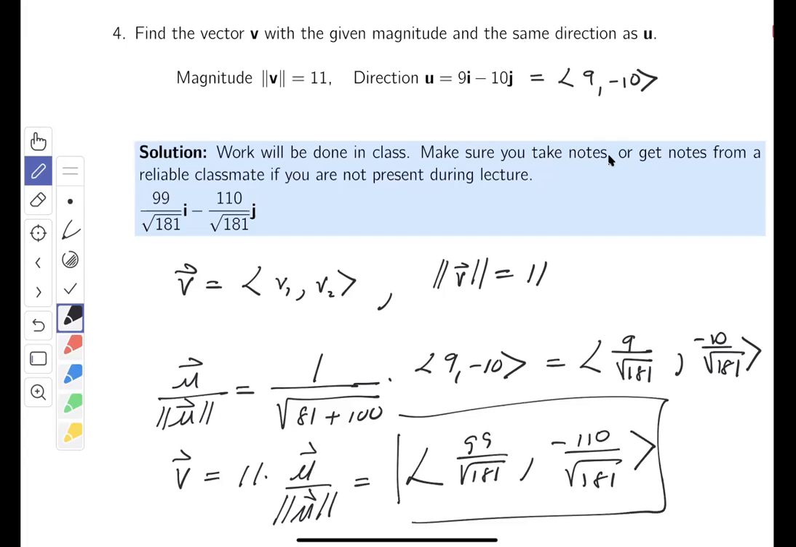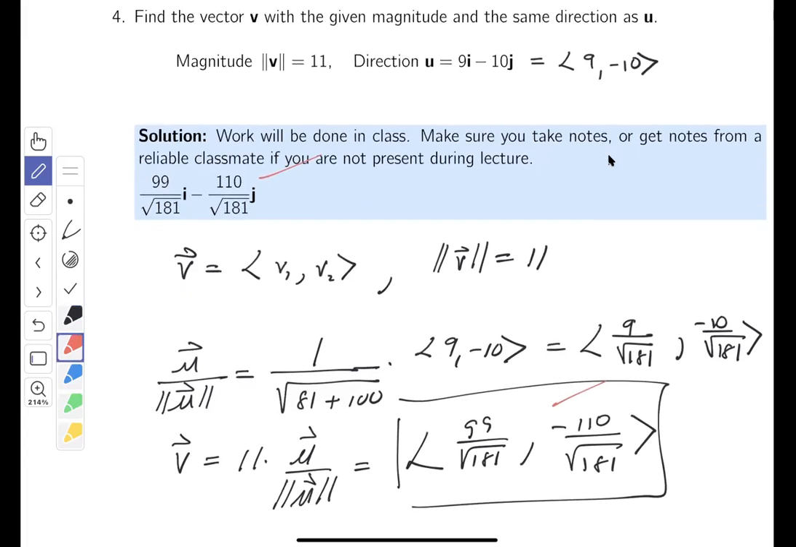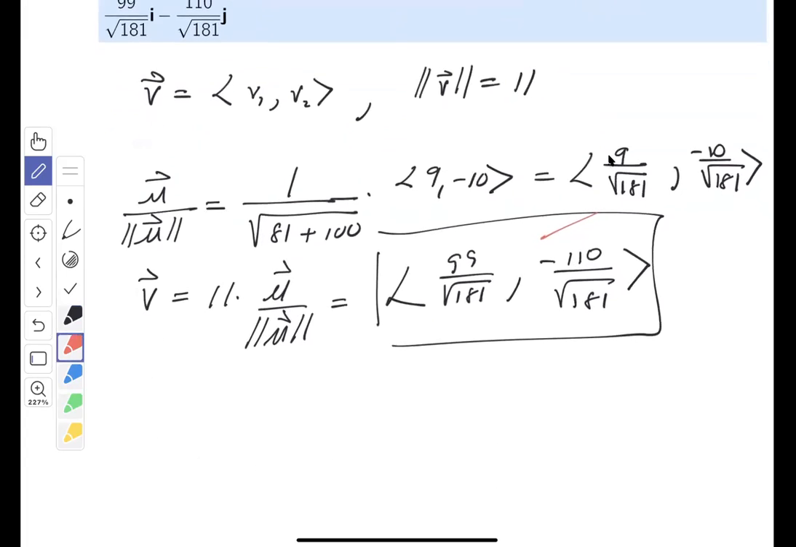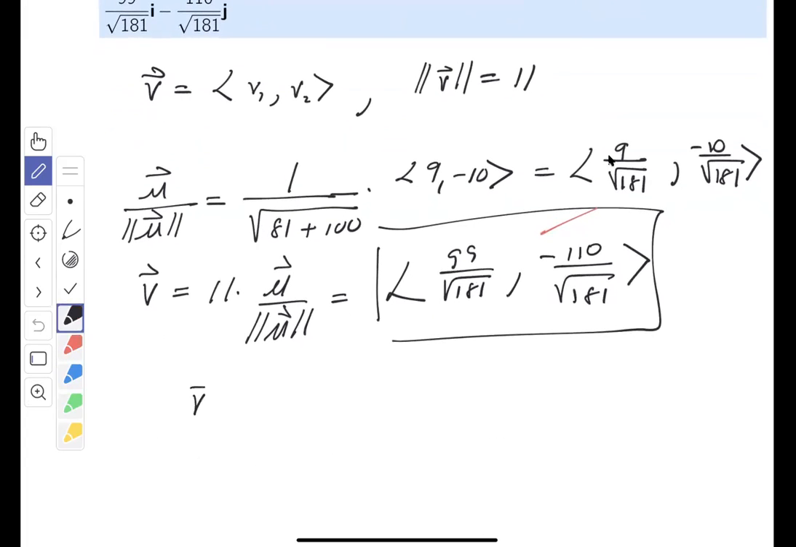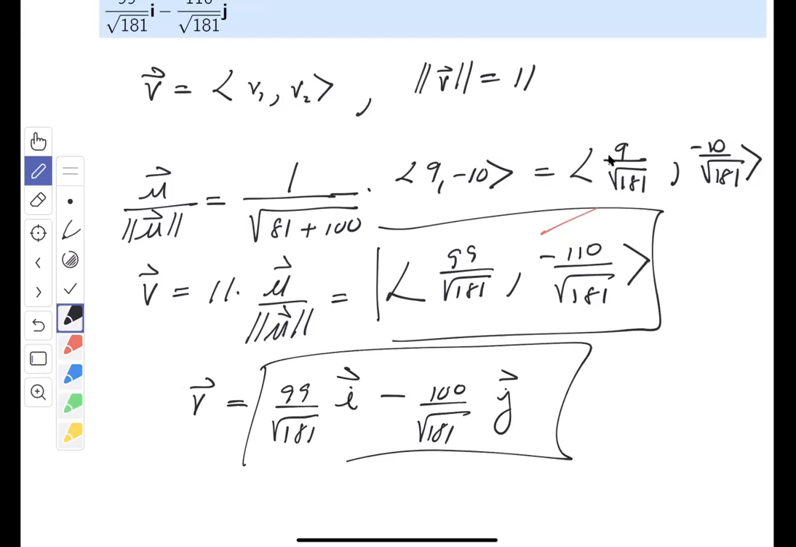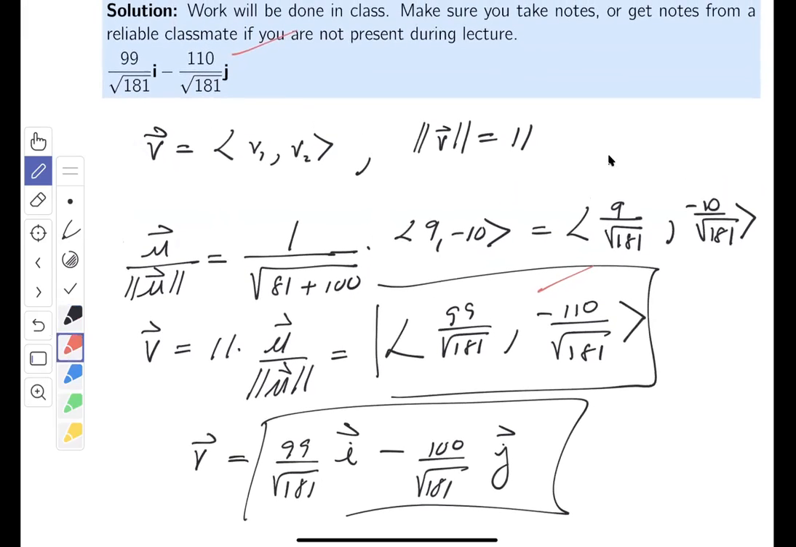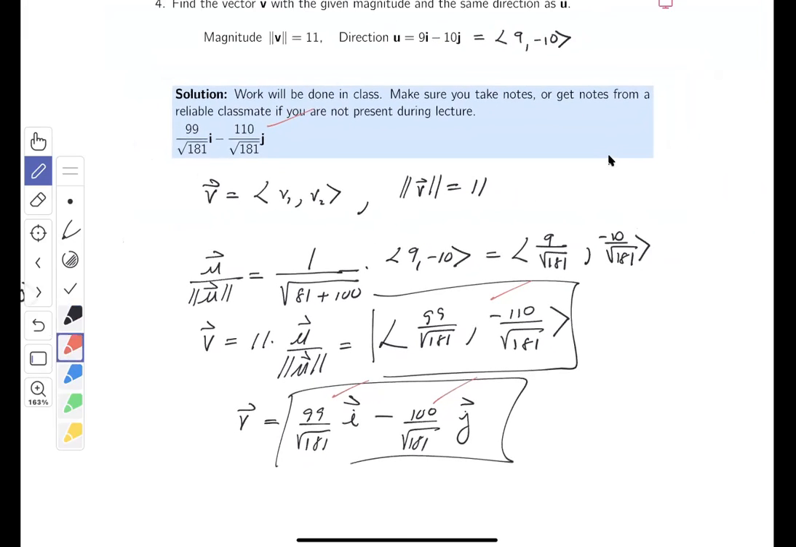Put a box in this, look at my answer key, and I'm saying, oh, they put it in component form. Sorry about that. Put that down for you. So what's V going to be? V in component form is going to be 99 over root 181 vector i minus 110 over root 181 vector j. Again, I can't say enough times, look at your key to make sure you're looking at that.